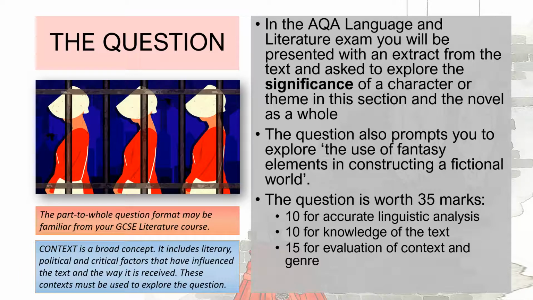And this is a bullet point which is leading you towards an evaluation of genre and an evaluation of literary context. And context is more heavily weighted in this question than the other two aspects that the examiner is marking, which are linguistic analysis and knowledge of the text. You'll notice the 15 marks available out of 35 for your evaluation of context and genre.